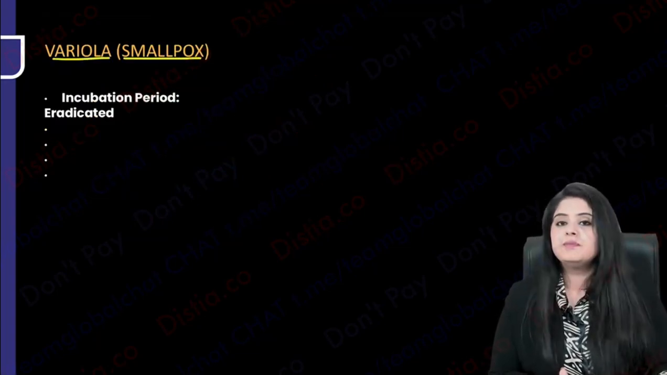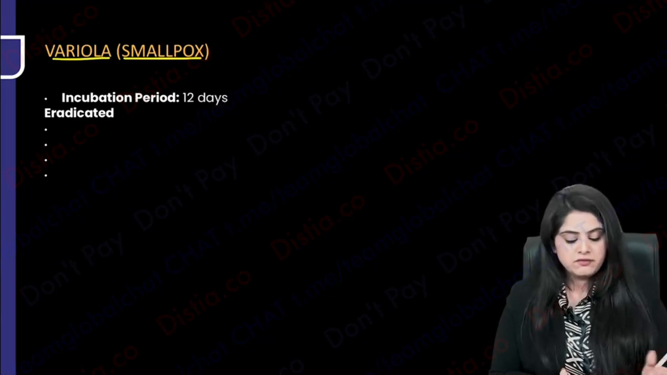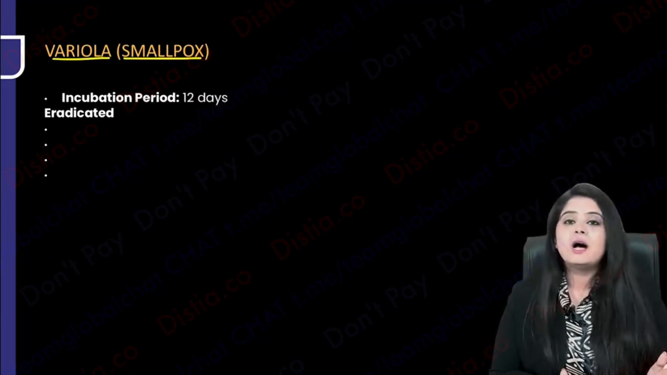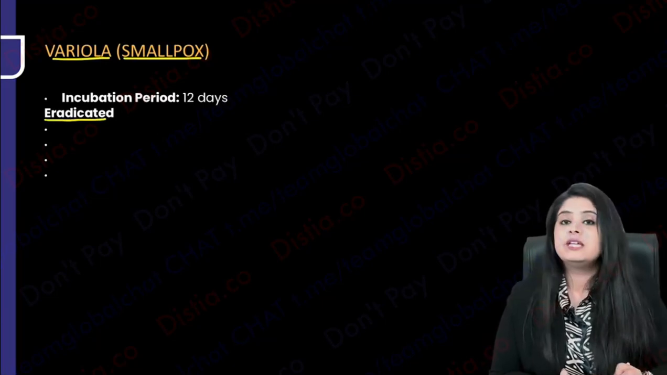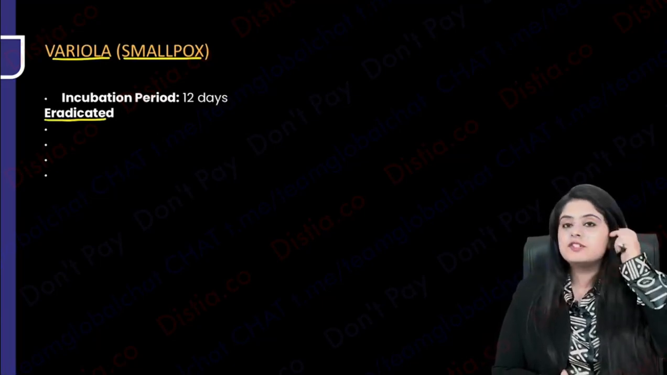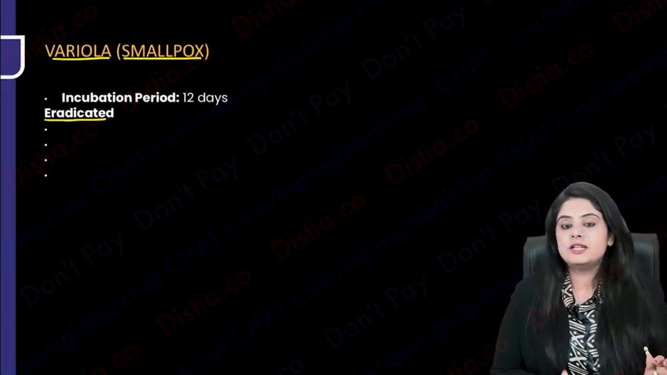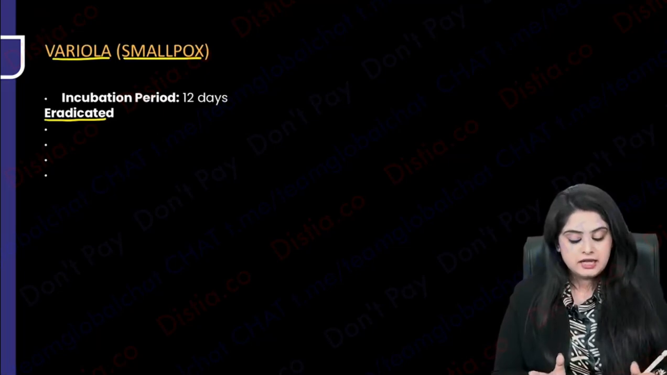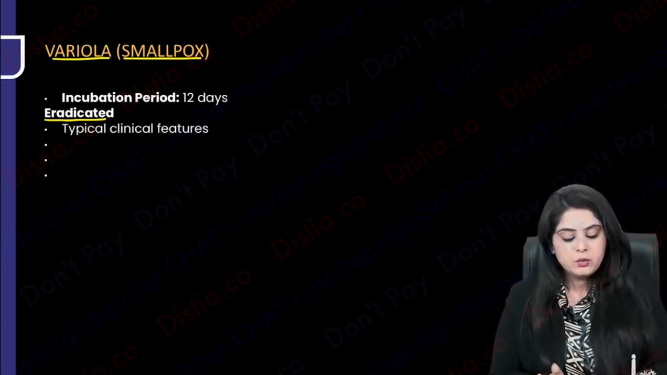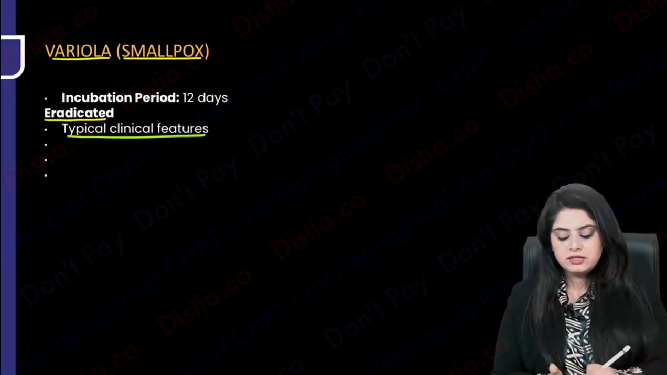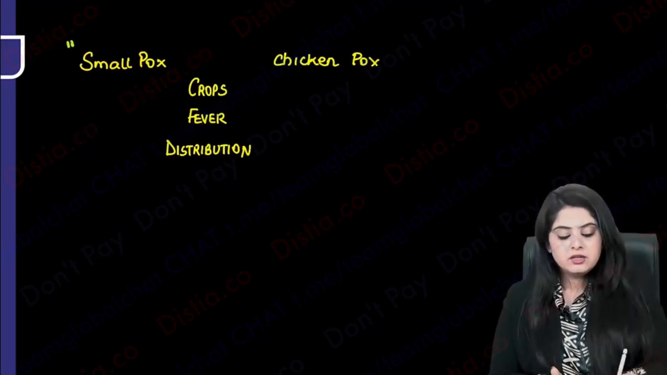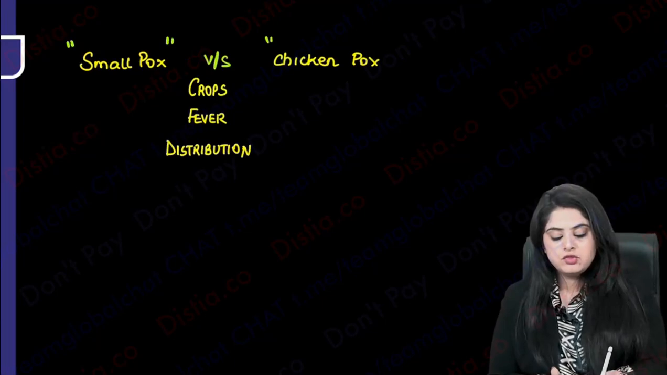Smallpox is variola, which has an incubation period of roughly 10 to 12 days. However, we know that smallpox has been eradicated. Firstly, what was there that led to its eradication? The clinical features. There were very classical clinical features which were easy to pick up. How am I going to learn the clinical features? I shall be correlating smallpox versus chickenpox.